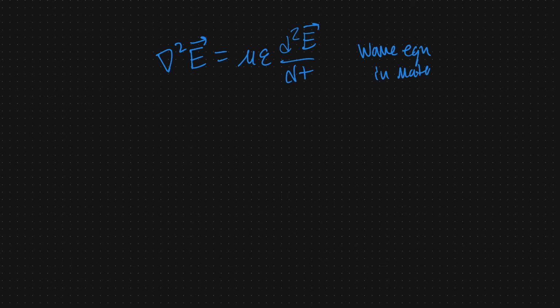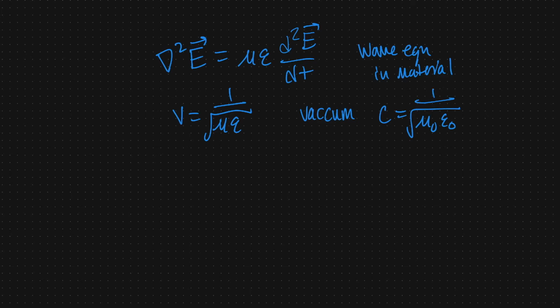So we'll rewrite this equation just for the sake of keeping track of what we're doing. This is the wave equation in material. And what we find is that waves move with a speed equal to 1 over the square root of mu epsilon, instead of what we had before in vacuum, where c was equal to 1 over the square root of mu naught epsilon naught, right?